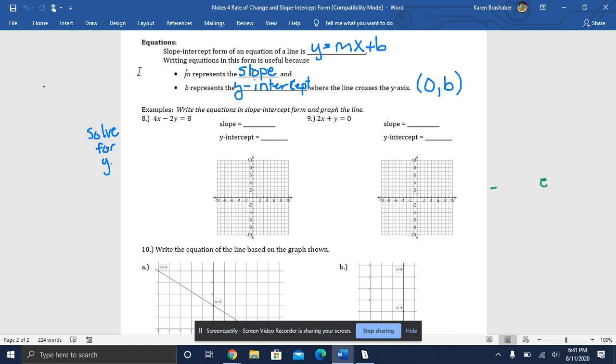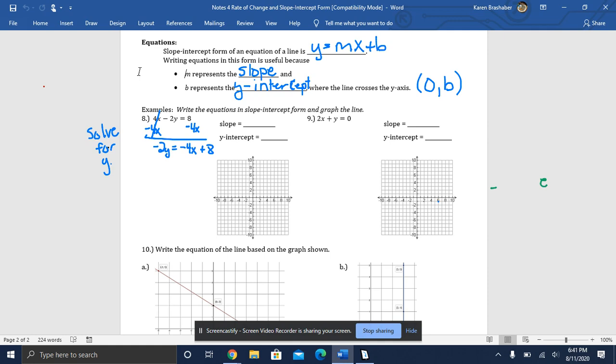So in this number 8 example, we will need to get the y by itself. We'll do that by first of all subtracting 4x from both sides of the equal sign. That will leave us with negative 2y equals. Now the 8 does not have an x with it, so you cannot actually subtract them. I'm going to put the negative 4x first and then bring down the 8 beside it. So negative 4x plus 8.